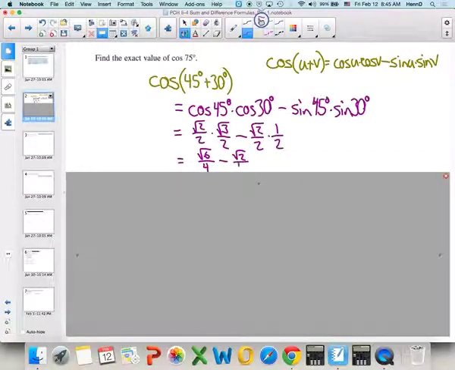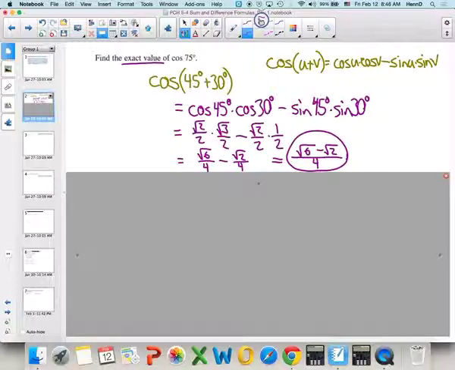of 2 over 4. And the only thing that we can do with that is simply write our final answer as the square root of 6 minus the square root of 2 all over 4. And we would leave it like that because they ask for an exact value. That means leave it in radical form. Don't get a decimal and round.